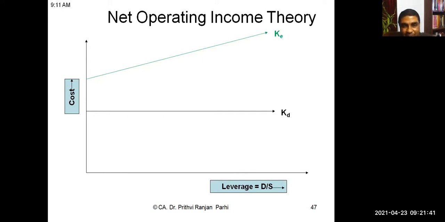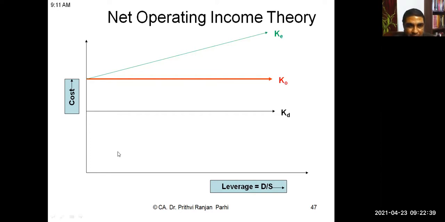Okay. Now, what will happen? As you can see, when I increase the proportion of debt, debt is increasing. And cost of equity is also increasing. When I'm increasing the debt, I'm reducing the equity proportion. I'm substituting equity with debt, is it not? So what exactly is happening? I'm reducing equity, but equity cost is increasing. So this thing will make the overall cost a straight line. That means overall cost will not change.